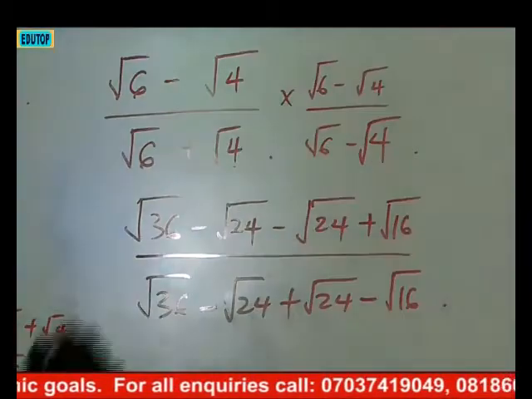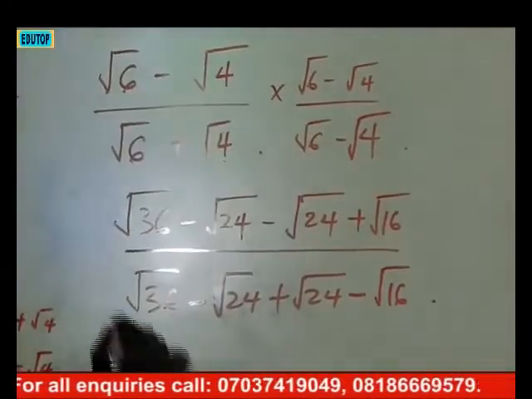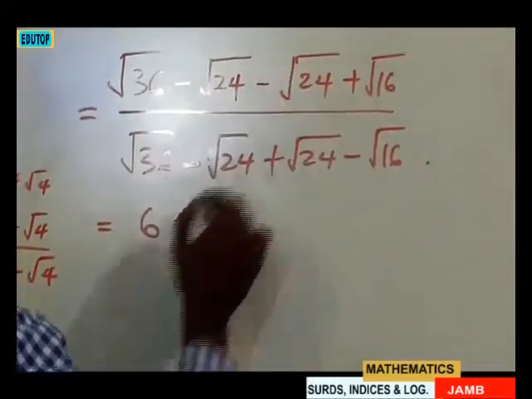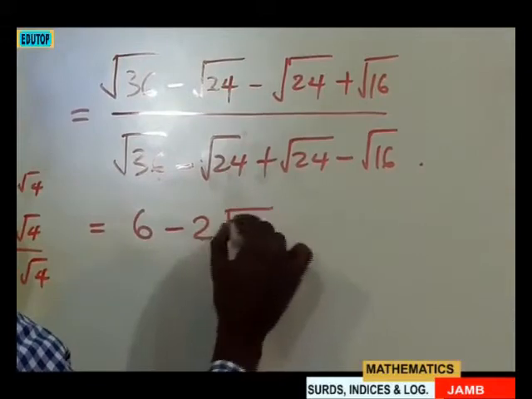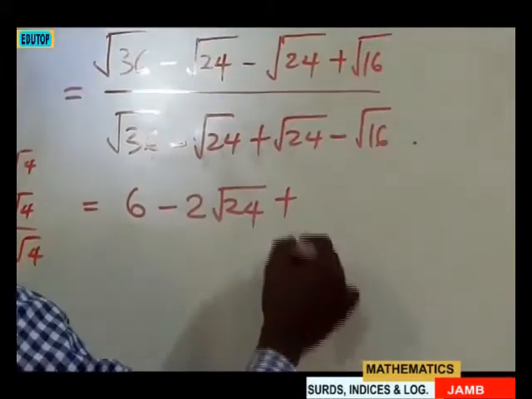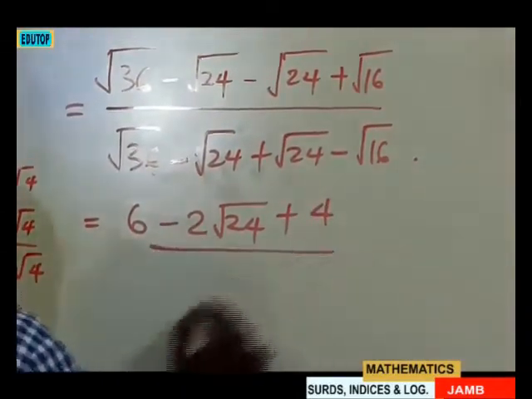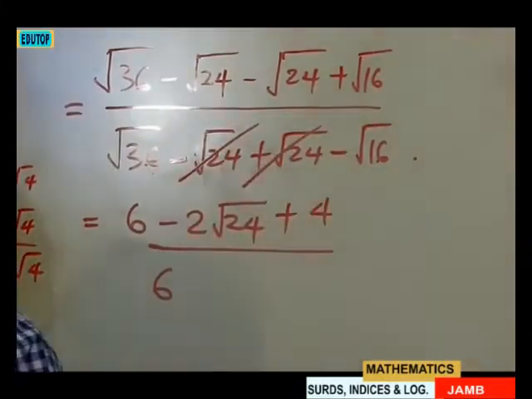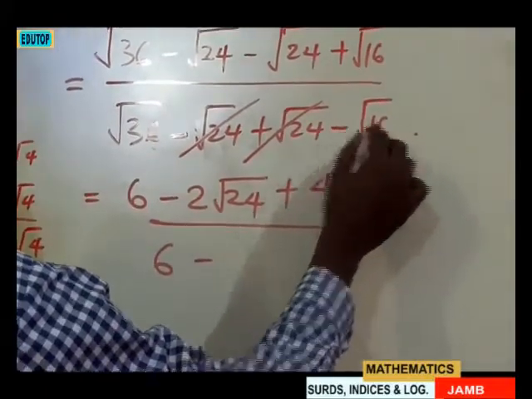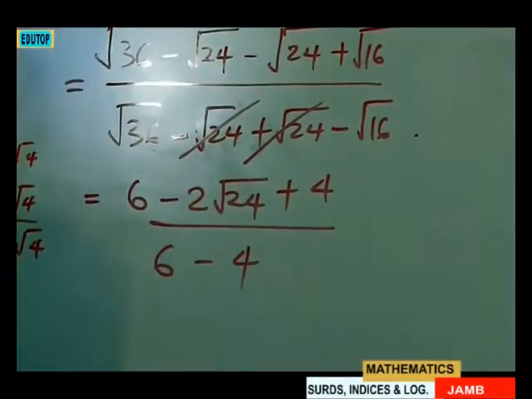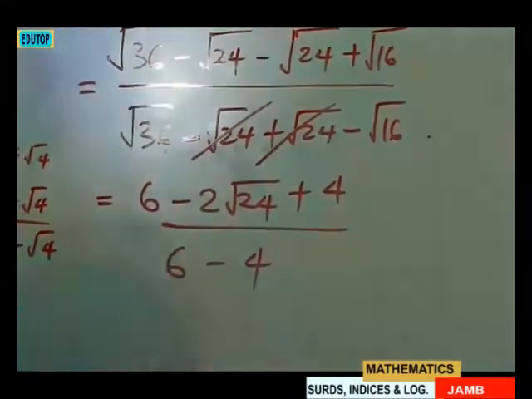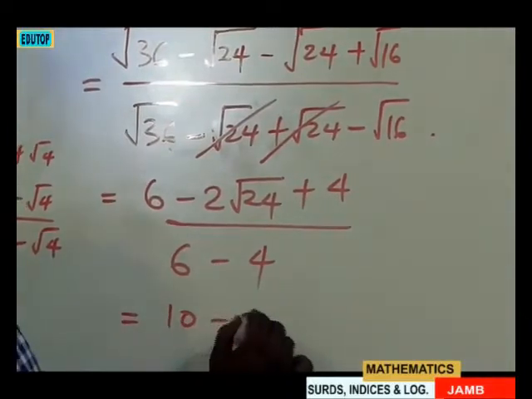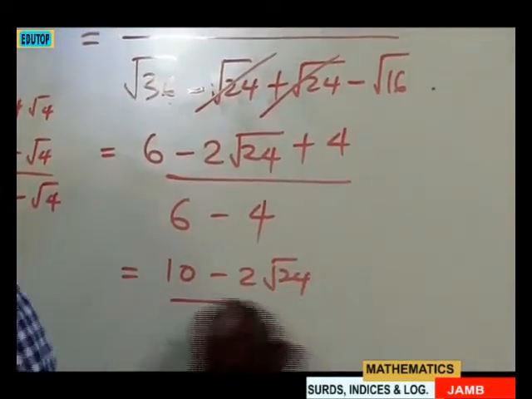Then in this situation, what is root 36? That is 6. On the numerator, minus root 24 minus root 24 becomes minus 2 root 24, plus root 16, that's 4. Over the denominator, root 36 is 6. Minus root 24 plus root 24 cancel out, you have 0. Minus root 16, that's 4. Then by the time I add 6 plus 4, that's 10. Minus 2 root 24 over 2.